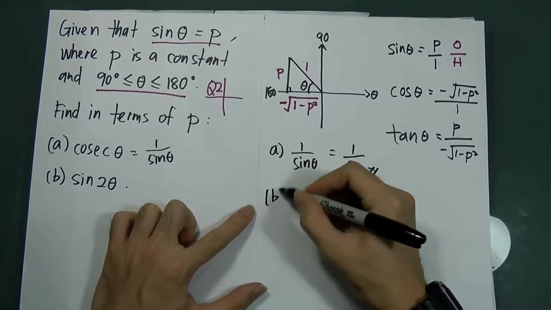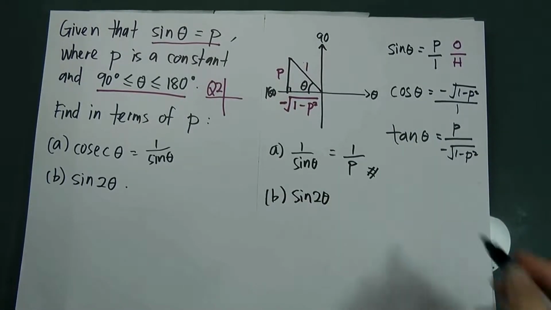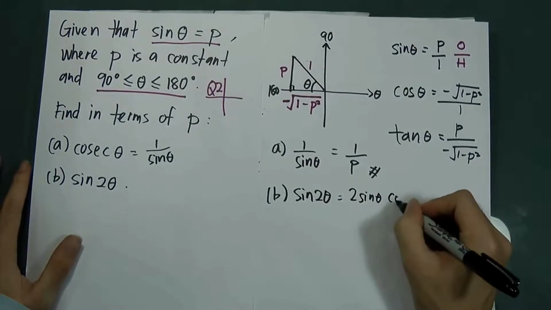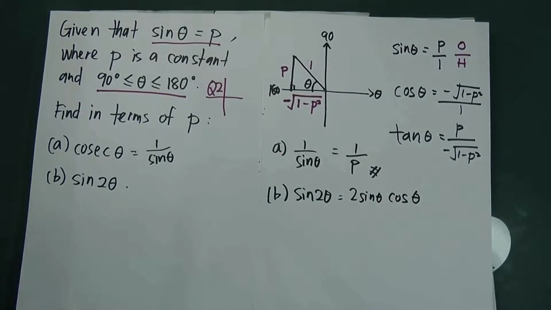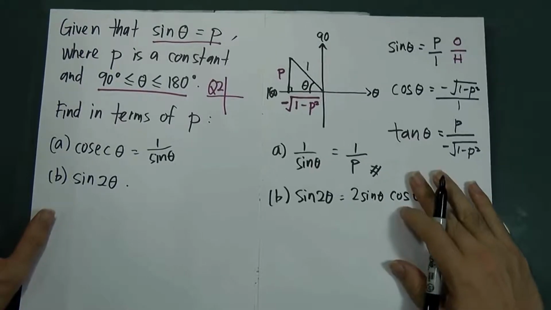B, sine 2 angle. For sine 2 angle, you don't simply take this P and multiply by 2 to get 2P. Then you got it wrong, because for sine 2 angle you actually have a formula. This one is called 2 sine angle cos angle. This is a formula, you can just refer back to the formula list. In some books it's called sine 2A, some sine 2x, or sine 2 angle, which equals 2 sine angle cos angle.